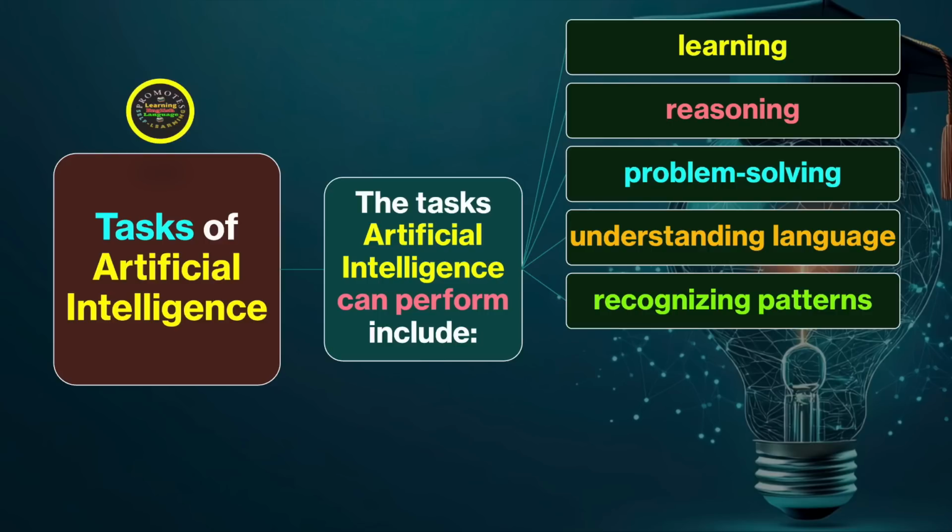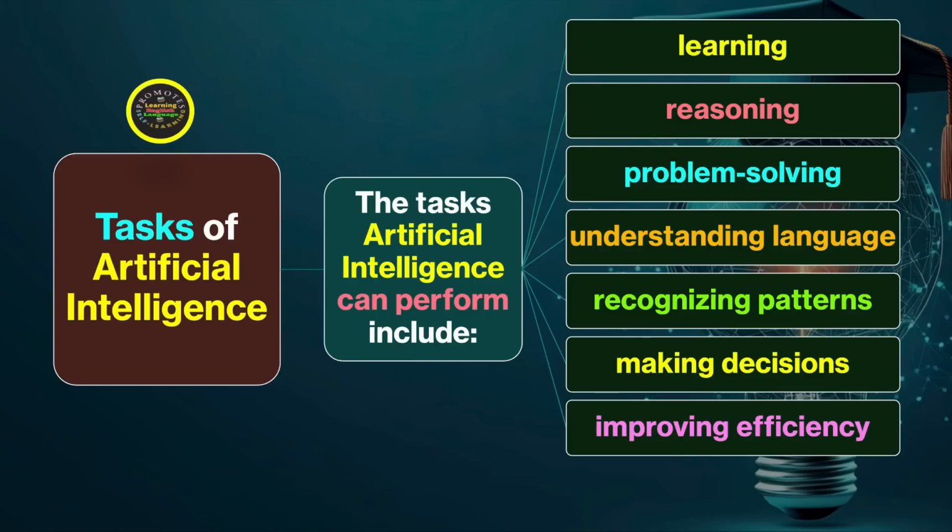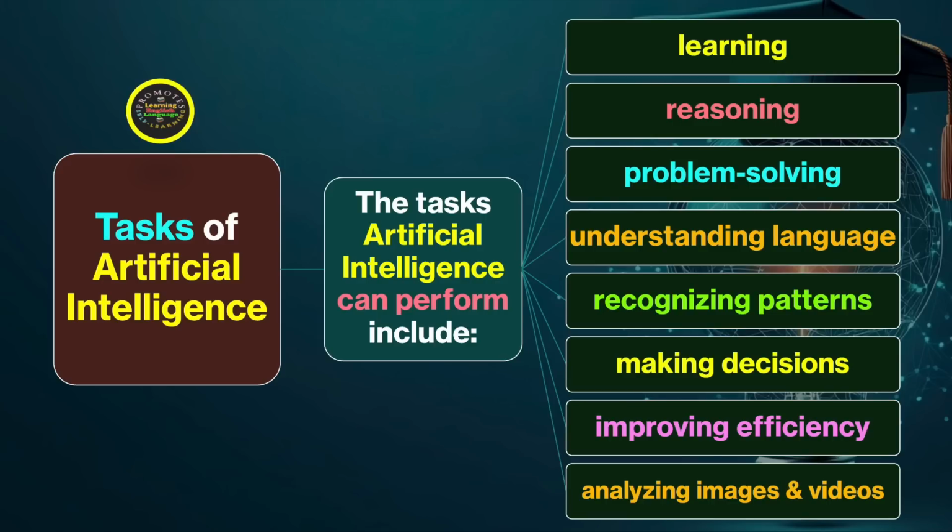Artificial intelligence can also recognize patterns and also the differences between objects and things, and it can classify them into order. Making decisions. Artificial intelligence can also take informed decisions at the moment it is made to perform in the way humans want. Improving efficiency. Artificial intelligence has the ability to improve upon repeated experiences. Analyzing images and videos. It can also look at images and videos analytically and come up with informed conclusions.